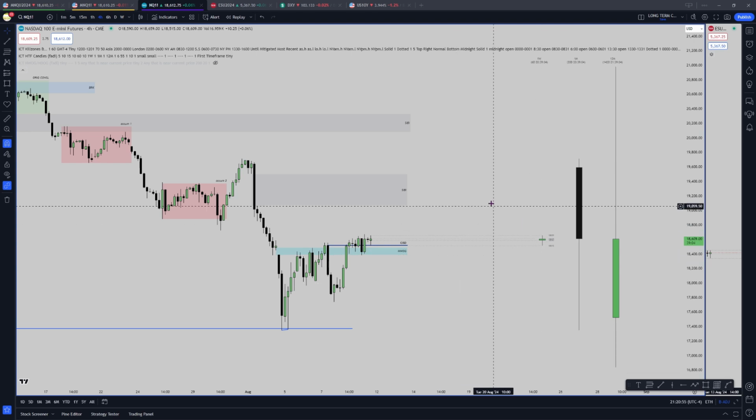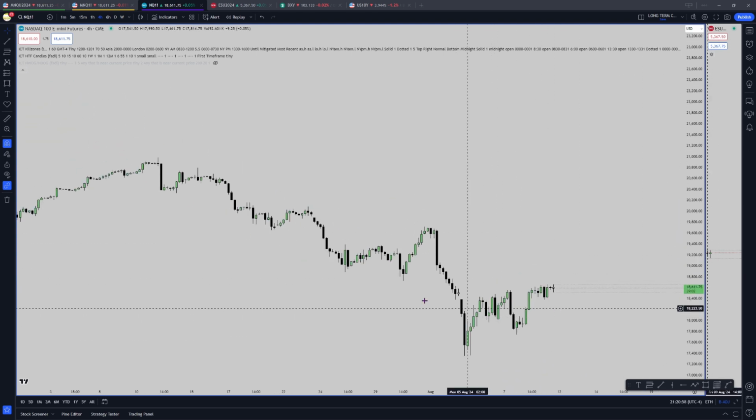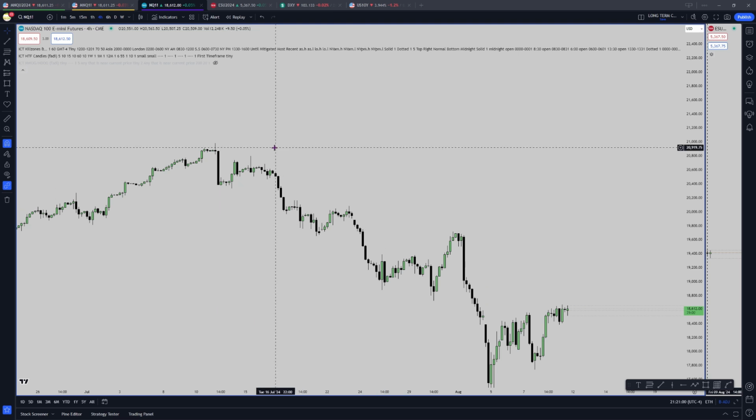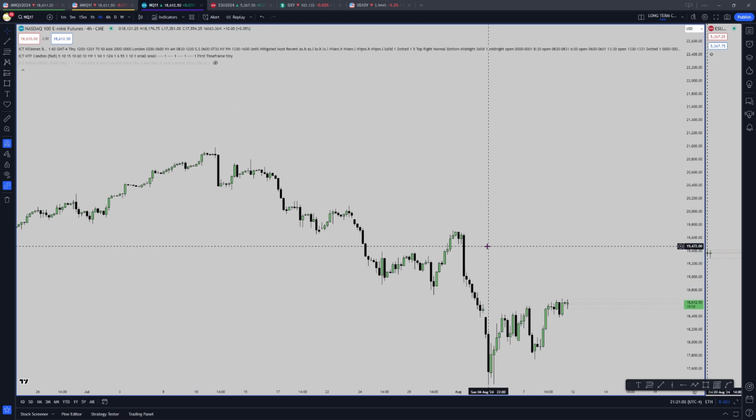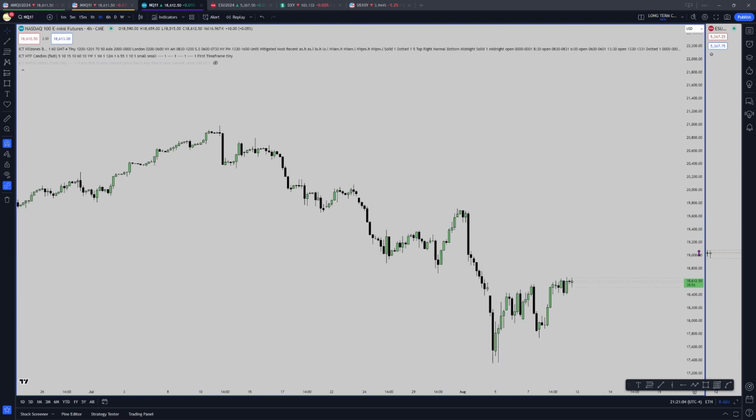Oh yeah, I got you. The manipulation on the 4-hour PO3. I can just do all of July's action since it's been pretty shitty in August.